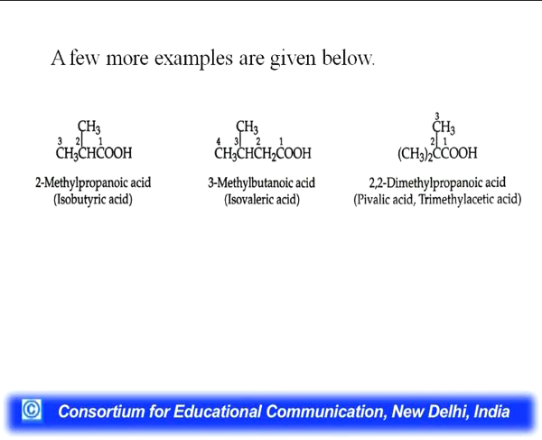Other examples are here: 2-methylpropanoic acid, its common name isobutyric acid; 3-methylbutanoic acid, isovaleric acid; and 2,2-dimethylpropanoic acid, pivalic acid, trimethylacetic acid.